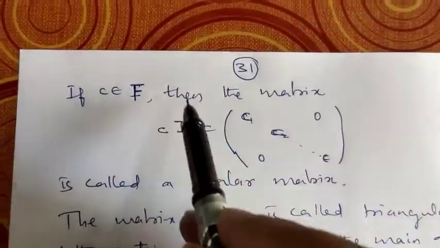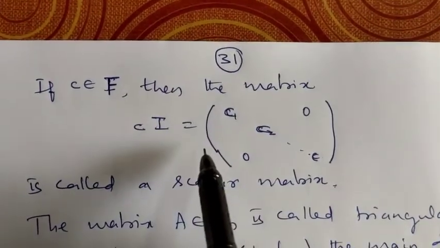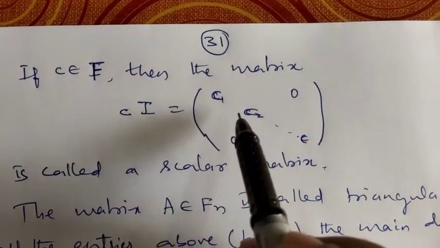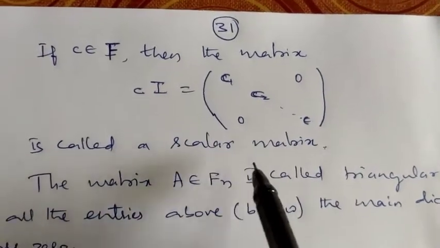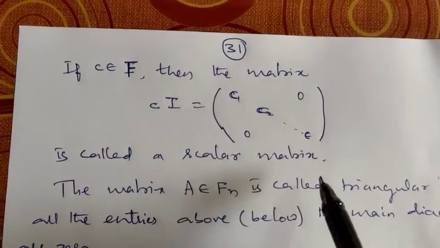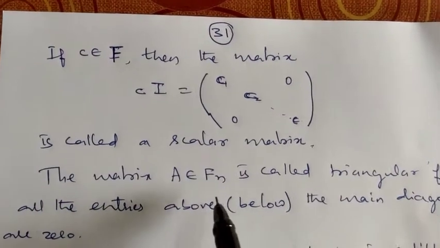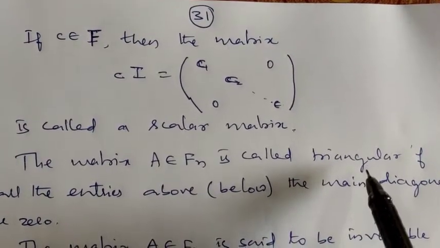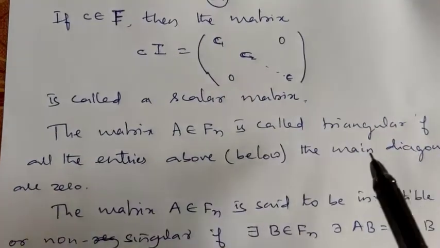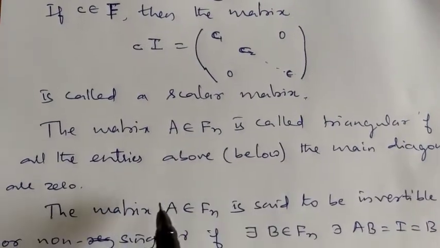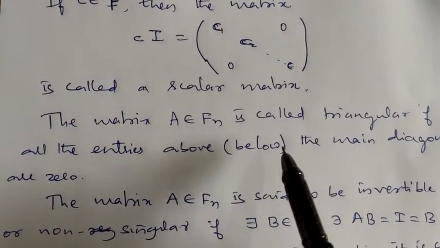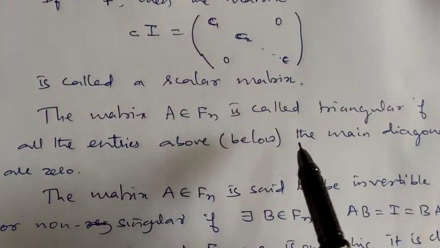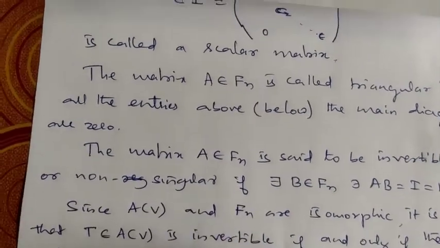Next, if c belongs to F, then the matrix c times I has c's on the diagonal, multiplying throughout by c: c, c, c, etc. This is called a scalar matrix. A matrix A belonging to Fn is called triangular if all the entries above or below the main diagonal are zeros.